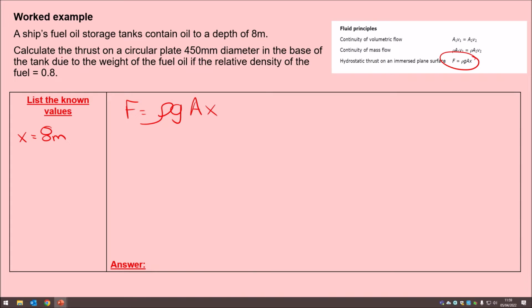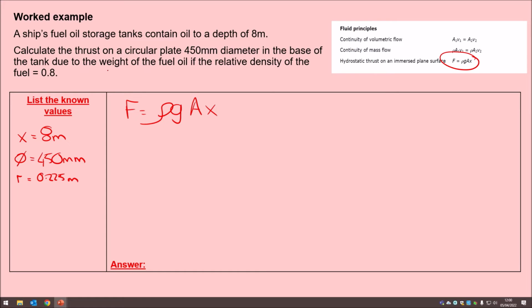Now the thrust acting on a circular plate. This is where we give some consideration to this dimension here. The diameter is equal to 450 millimeters. The observant ones amongst you will realise that this needs to be in meters, but we'll do that when we work out our radius. The radius is required because we need the area, tying into some basic maths principles. So the radius is half of that, divided by 1,000, giving 0.225 meters.